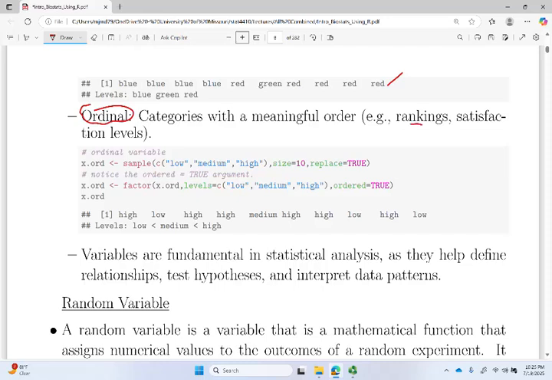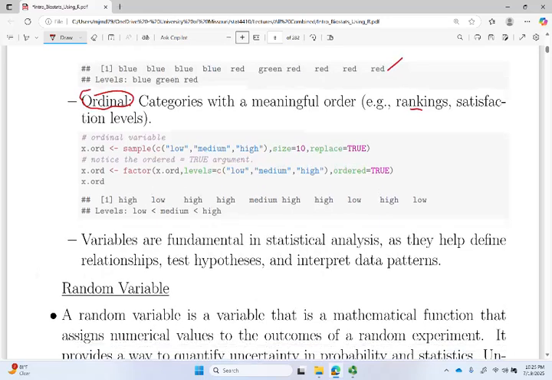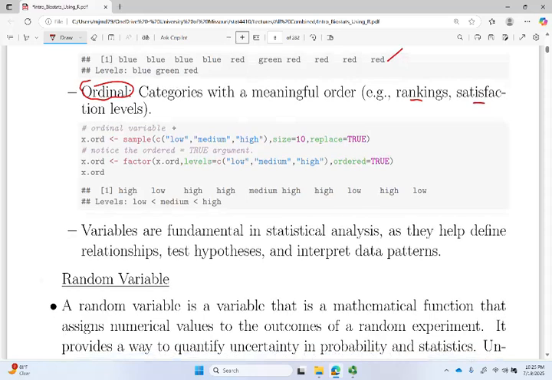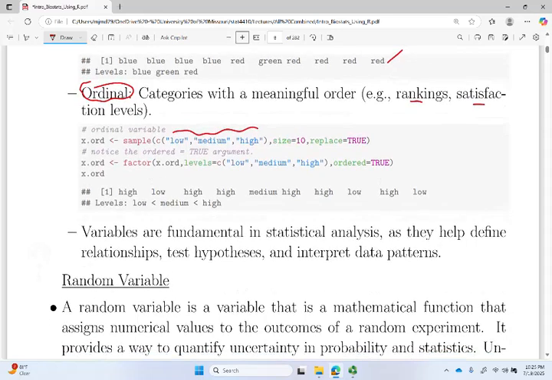Now, ordinal categorical variables are categories that have a meaningful order. Rankings of teams have a meaningful order. Rank 1, 2, 3. Those are categories, and it looks like we're using a number, but it's not. It's a ranking, or satisfaction levels. Here's a simple one: if we use low, medium, and high as our categorical labels, then we take a sample of size 10 from those.